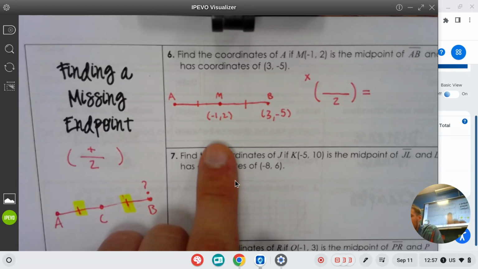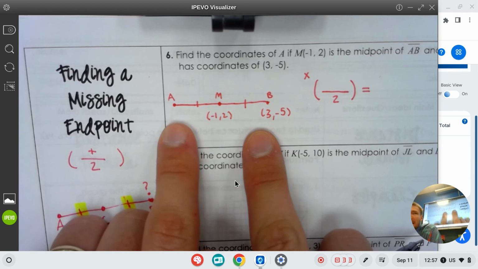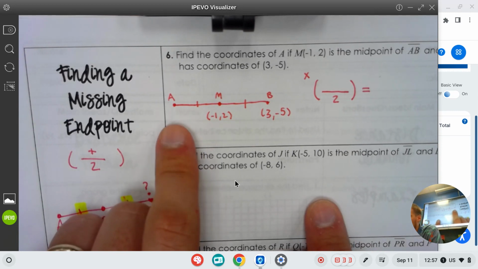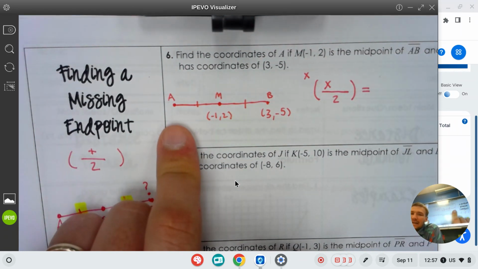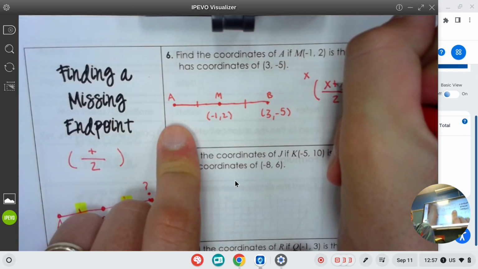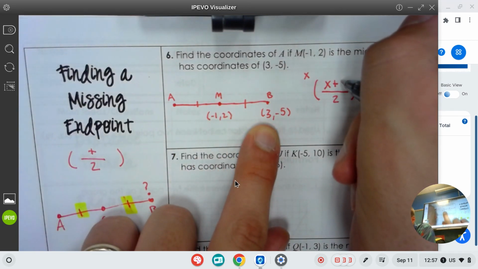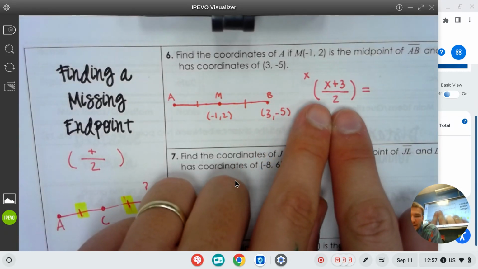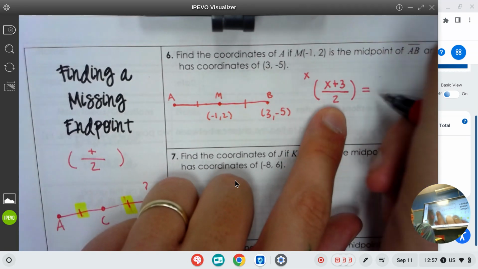When we add up the x values together, what is the x value for A? We don't know. That's the whole point of the question. The x value for A is a mystery, so we're going to leave it as an x. What is the x value for B? 3. And when we do that, it's supposed to give us the midpoint number. And what is the midpoint x number? -1.